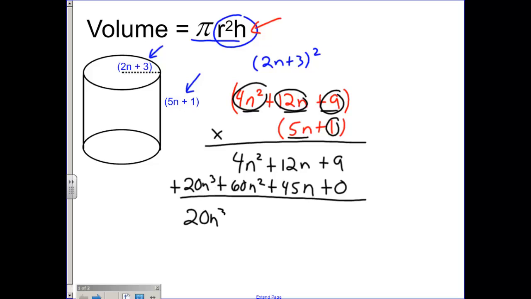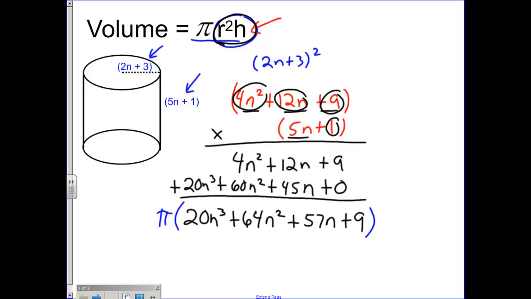20n cubed plus 64n squared plus 57n plus 9, and all I've done was the r squared times the h. I still have a times pi on the outside.